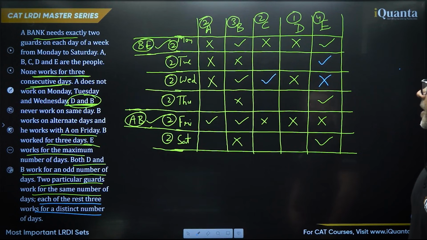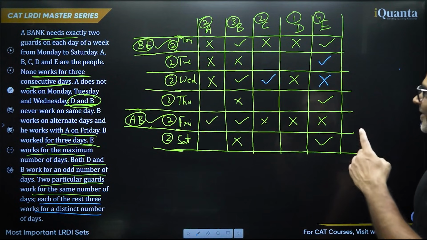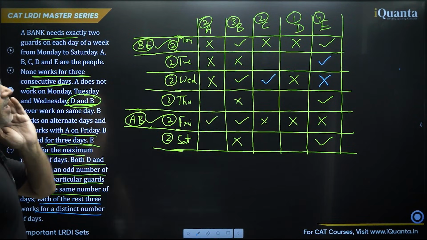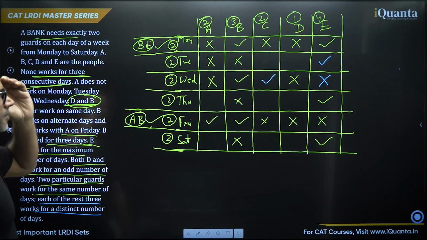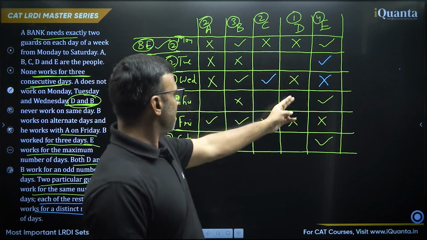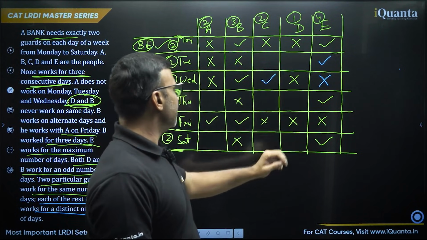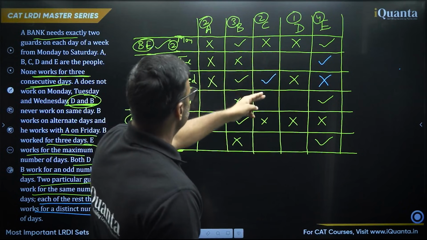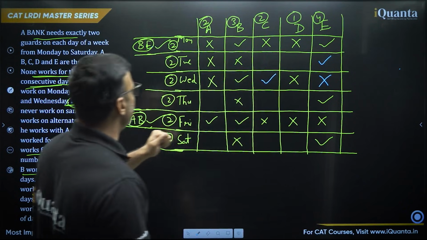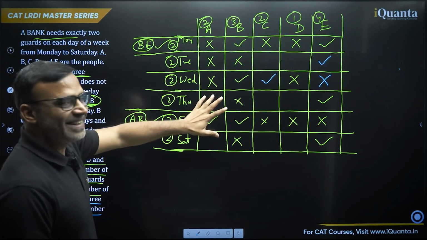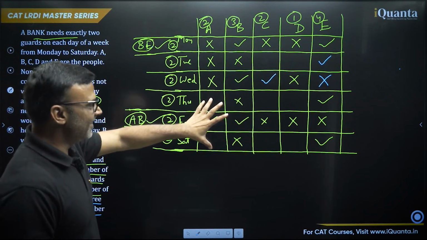On Tuesday, look at this very closely. On which day E can work with D? Either Tuesday or Wednesday, Thursday or Saturday. On which day E can work with C? Same, either Tuesday or Thursday or Saturday. On which day E can work with A? Either Thursday or Saturday. Right?